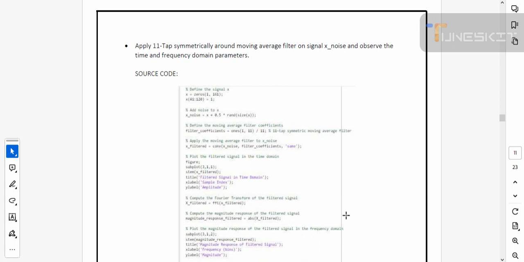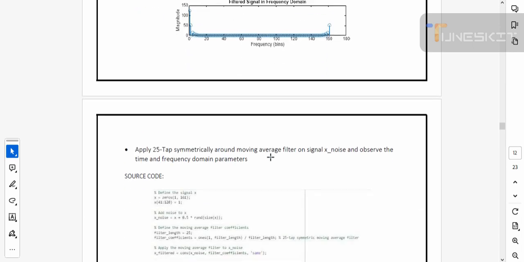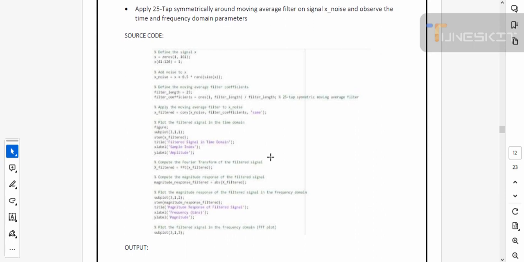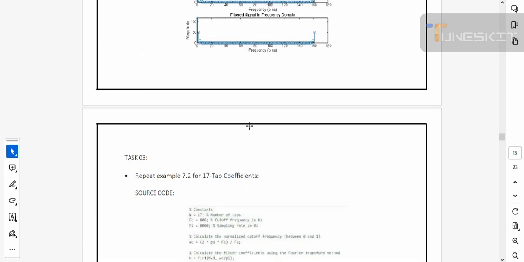In this part we have given the number of taps equal to 11. Just use the above code, change the number of taps, and then simulate this code. We obtain this output. In the third part, we have given the number of taps equal to 25. Change the code according to the number of taps and then simulate this code. We also obtain these outputs.